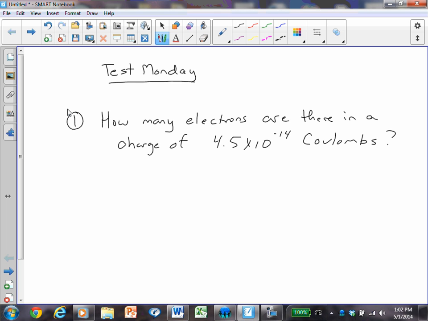So you might say, well, not many, because that's a pretty small number, right? However, the charge of an electron is small, right? What is the charge of an electron, Lorena? Right, so each electron has a charge of 1.6 times 10 to the negative 19. We want to know how many electrons are in this many coulombs, right?